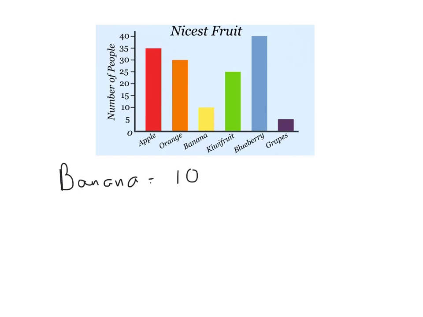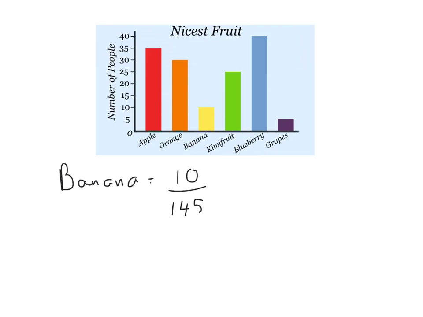So banana was 10 out of, and we need to consider what is the total altogether. So we've got 35 and 30, which is 65. 10 is 75. That's 100. 140. 145 altogether. So that's bananas. The people that like bananas were 10 out of 145.